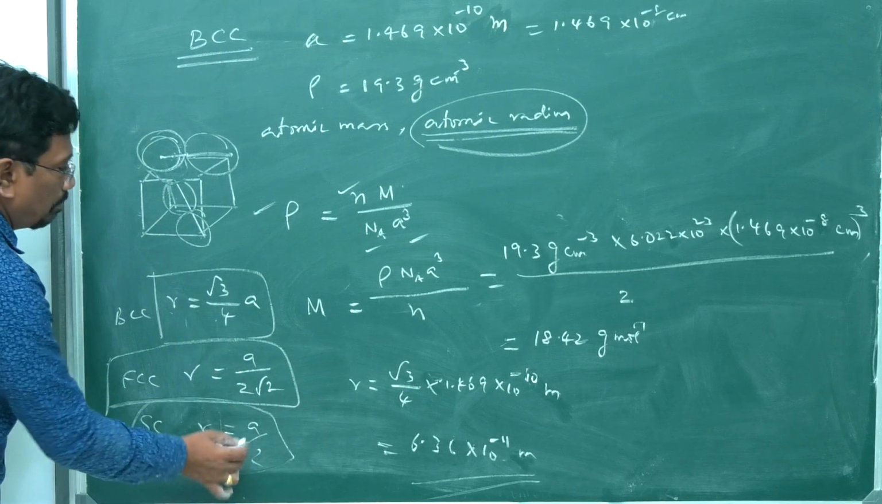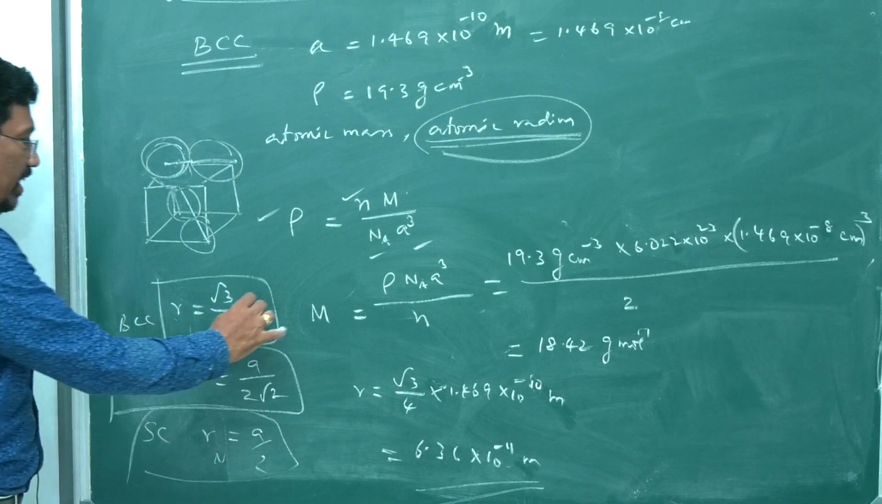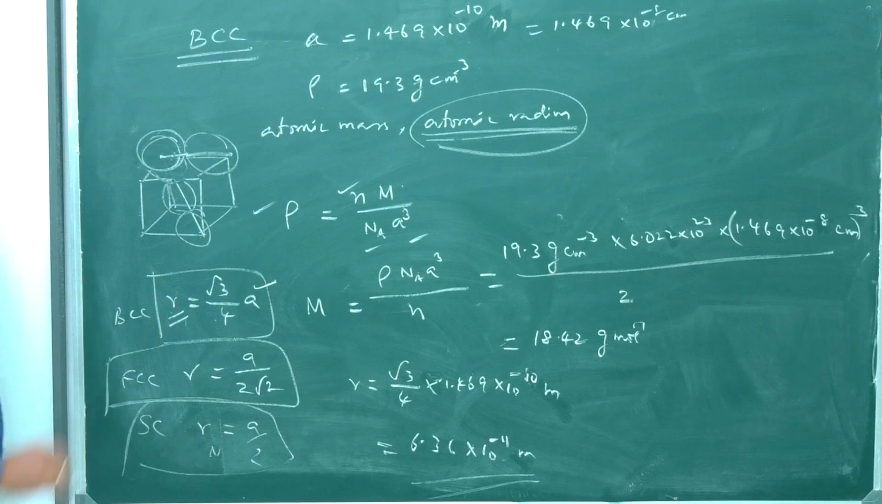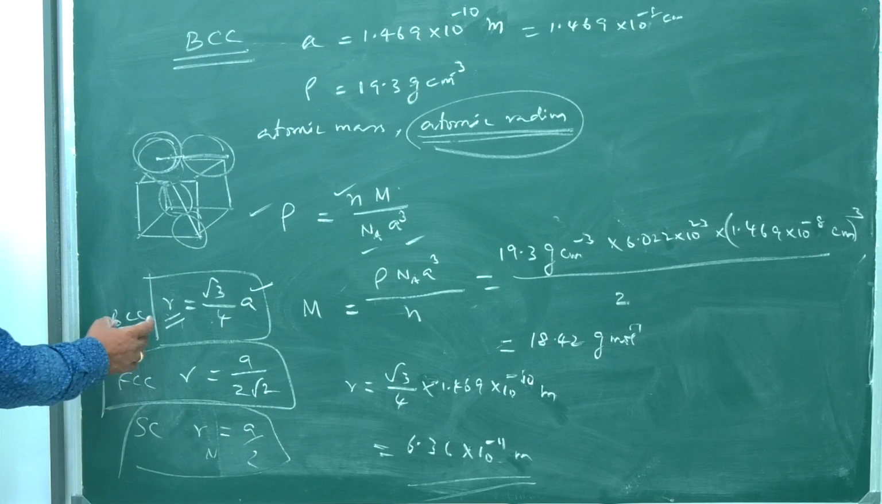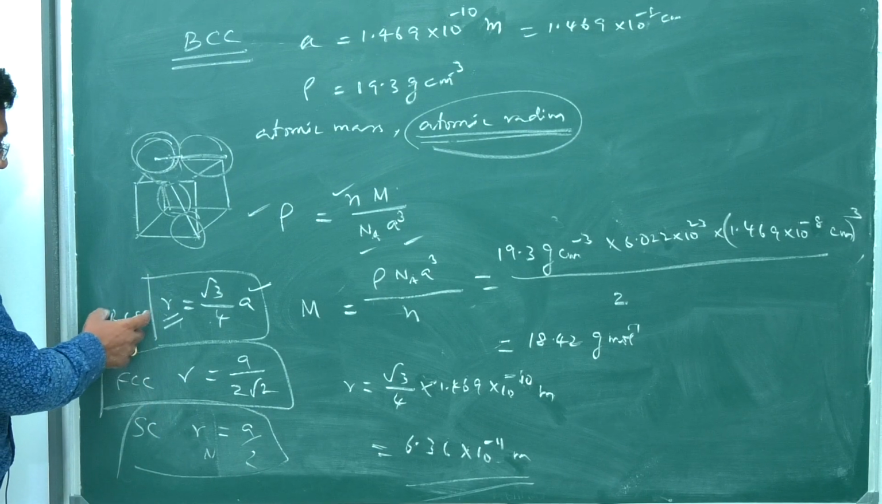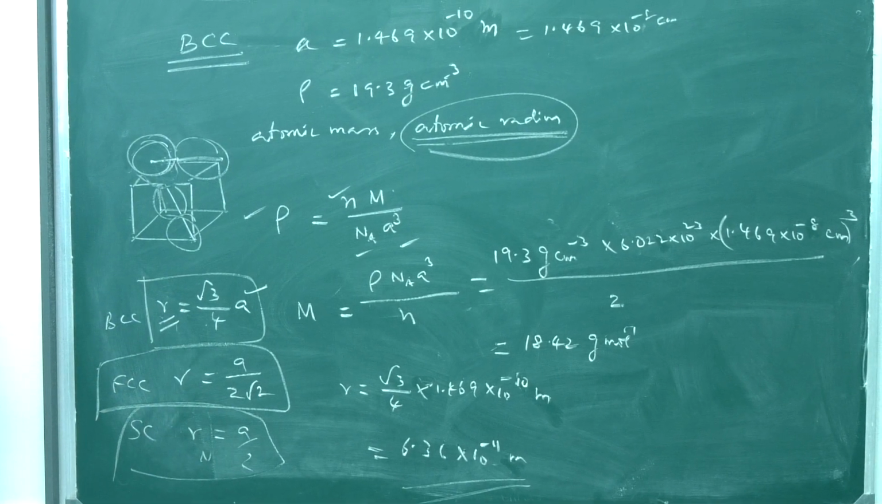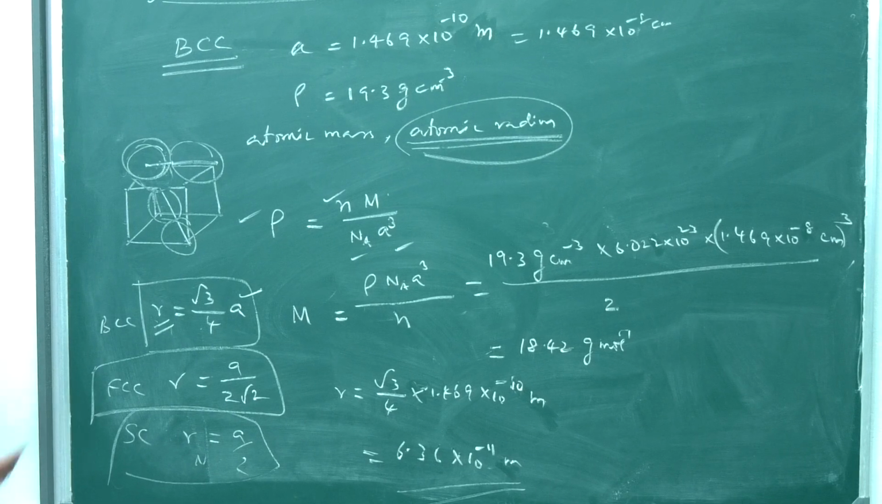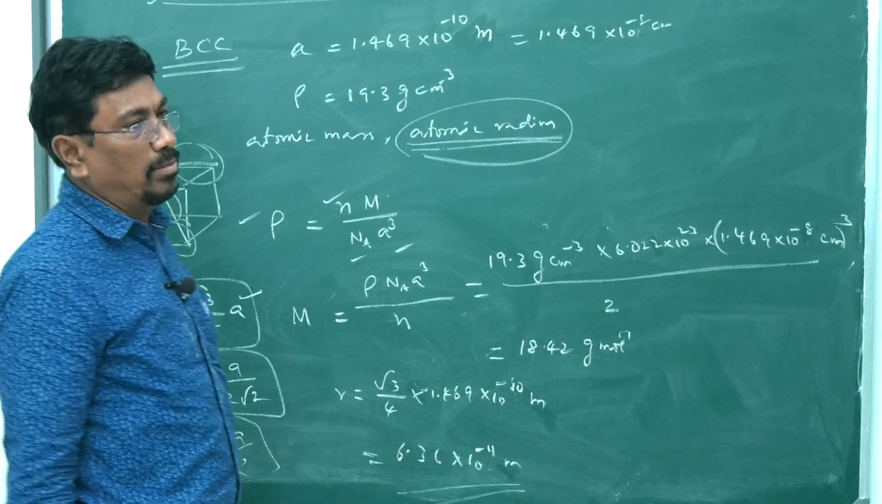Based upon this, problems can be asked. By giving edge length, you may be asked to find out r. For SC, FCC and BCC, you should know the r values. How they are related, you should know. If you know, you can calculate any sum.